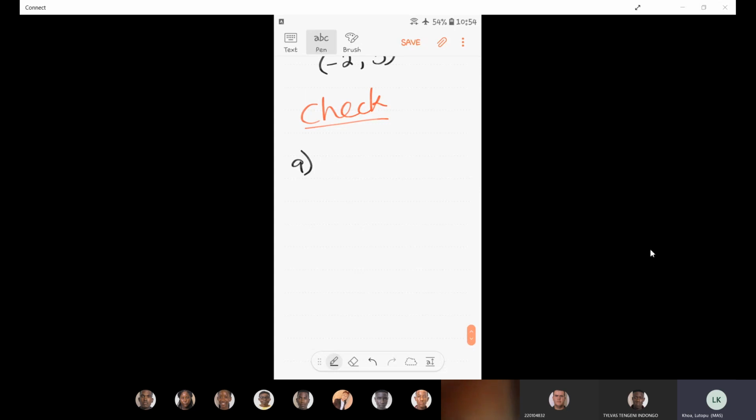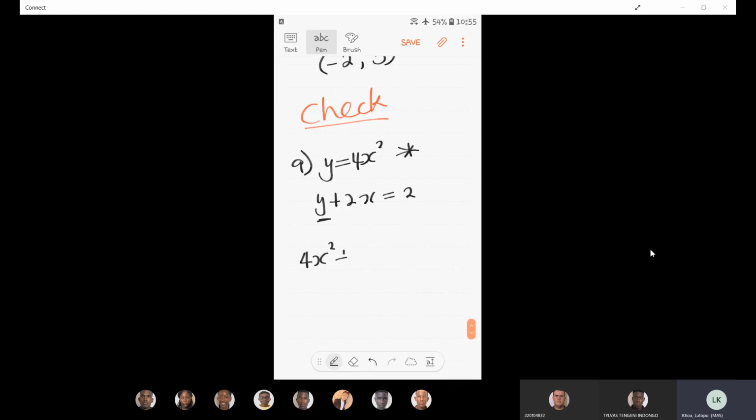And number 9, we have y is equal to 4x squared, and then we have y plus 2x is equal to 2. Now here, y is already the subject of the formula, so I will substitute it over there, and what I get is 4x squared plus 2x is equal to 2. I bring everything to one side by subtracting 2 on both sides, so I have 4x squared plus 2x minus 2 is equal to 0.